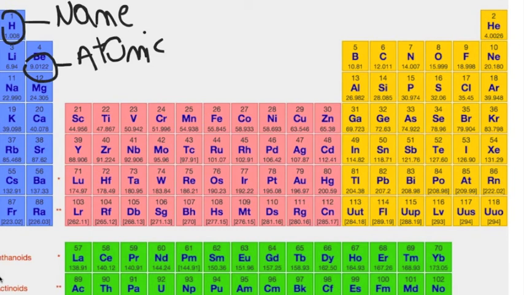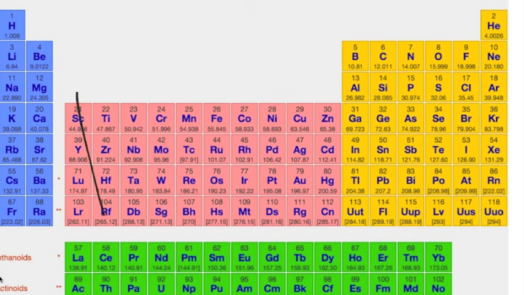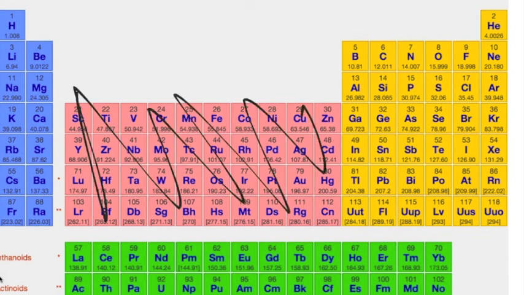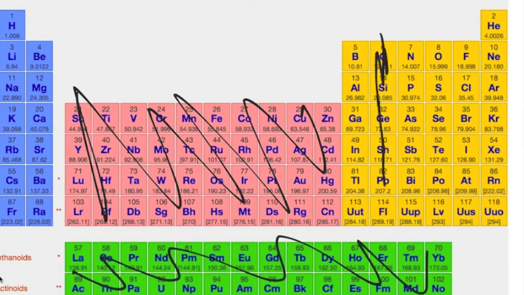The name tells us, well, the name of the element. So H stands for hydrogen, Li stands for lithium, Na stands for sodium, and so on and so forth. Now what we're going to do is divide up the periodic table, and by doing so we're going to cross this pink section out, cross this green section out, and cross column number 14 out as well.